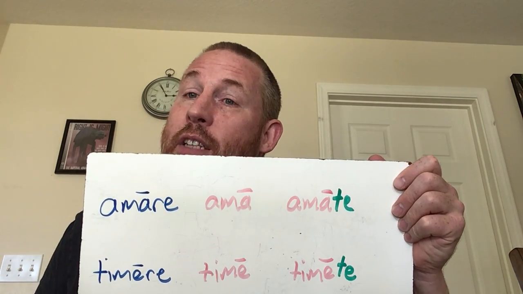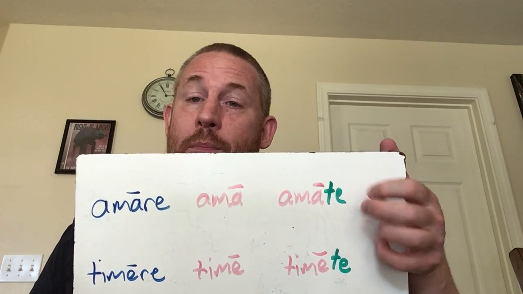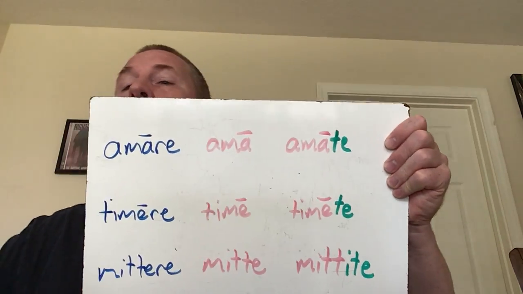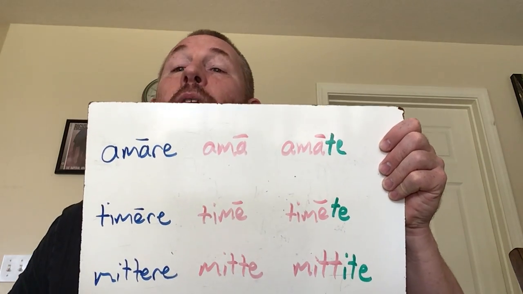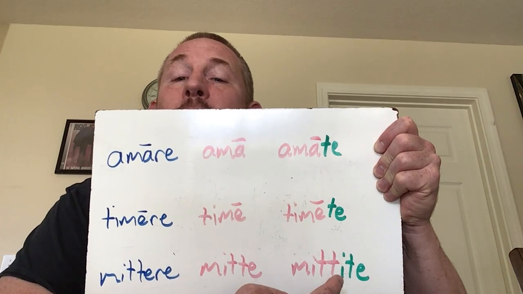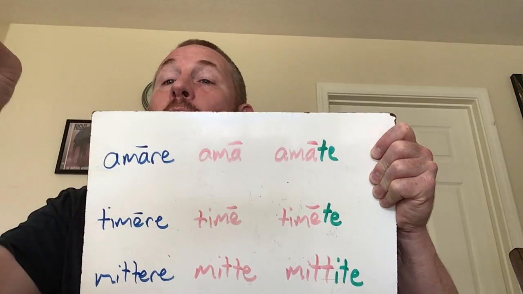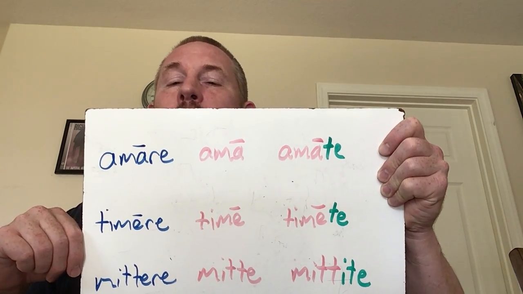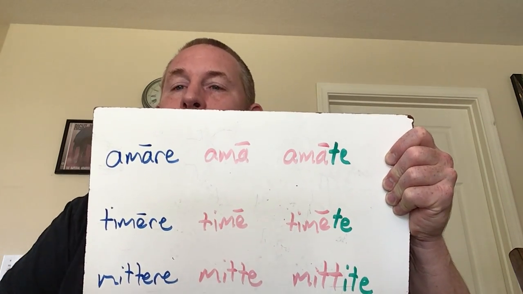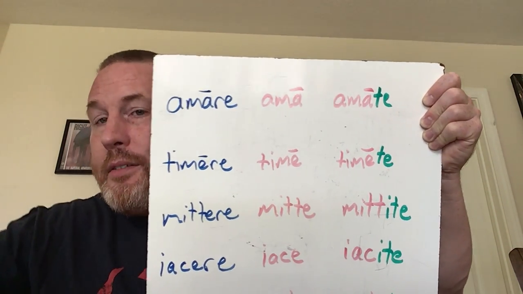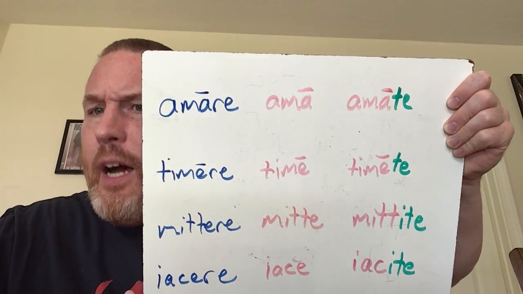Now we're talking step, that's 3b, right? Now let's talk step 3c. Mitte, you, send me a letter. But if I'm telling more than one, I'm going to take that e and replace it with an ite. Y'all, send me cashew brittle. Oh, that sounds really good. Mittite. Iacere, y'all, or you, throw that, iace.